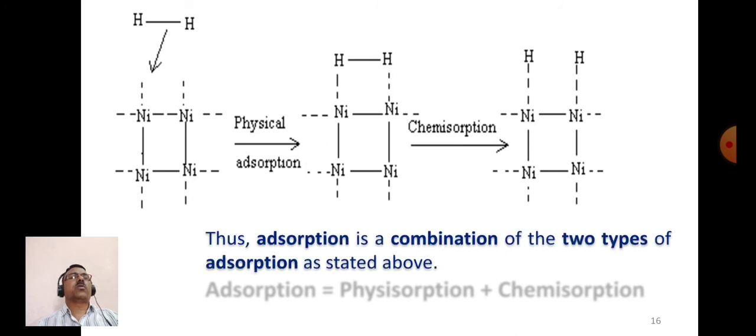So adsorption is nothing but the combination of two types of adsorption. That is, adsorption is equal to physisorption plus chemisorption. The combination of physical adsorption plus chemical adsorption is nothing but the complete adsorption.